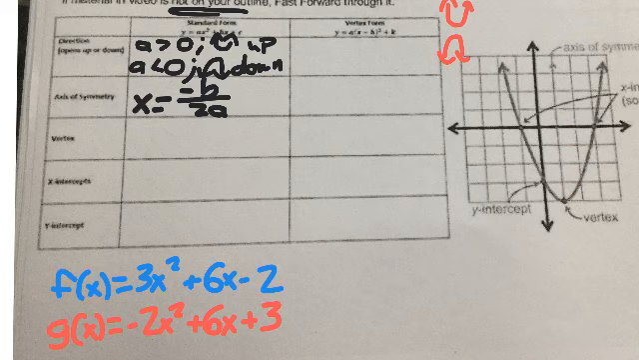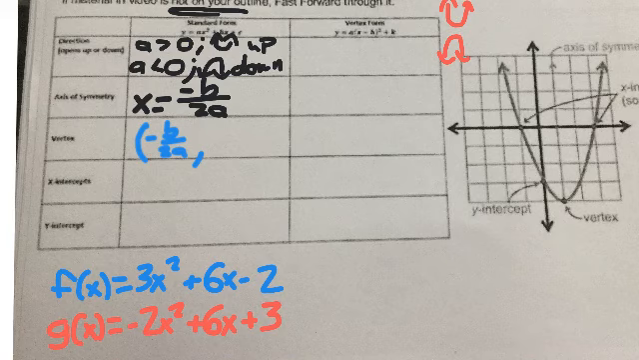Okay, next is the vertex. This is an ordered pair. It is the actual point where the graph reaches its minimum value, or if it opens downward, it's where the graph reaches its maximum value. Those are the vertex. So the vertex always occurs on the axis of symmetry. So we know the x value of the vertex can be found at negative b over 2a. It happens on the axis of symmetry every time.